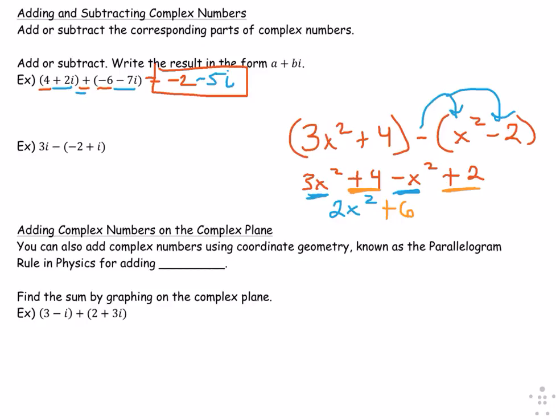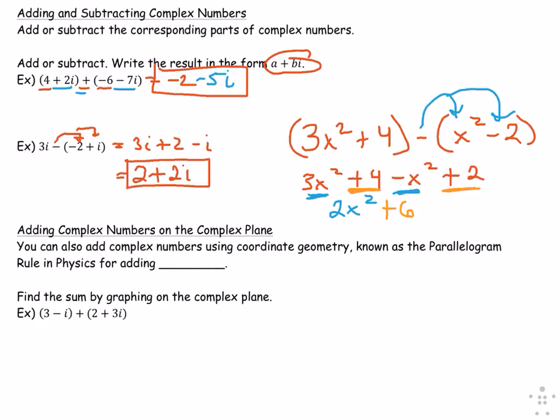And then in the next example, here we have a negative that I want to distribute. So I'll change the signs of every term to the right, and then combine like terms. The real part is by itself, and I always want to write that first, so it's in the form a plus bi, the standard form for complex numbers. That gives me 2 plus 2i, which I don't need to factor.